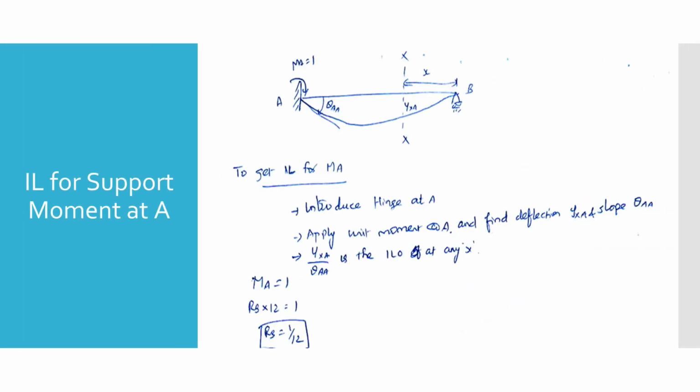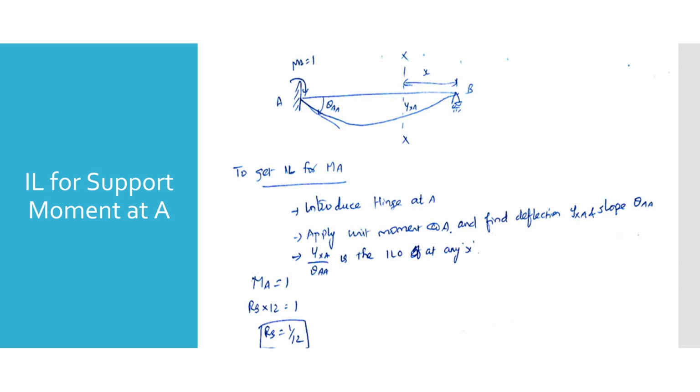To find the influence line for the support moment at A, we utilize Müller-Breslau's principle. First, we remove the capacity to resist moment at A by introducing an internal hinge. Next, we apply a unit moment, MA equals 1, at this hinge. By taking moments about support A, we find that the temporary reaction at B equals 1/12. Under this configuration, the beam deflects.